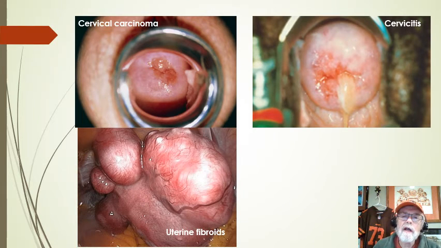The picture on the lower left shows uterine fibroids. The bottom part is the uterus. You can see the uterus at the very bottom, and all those lumps on the top are the fibroids. Again, they could be really, really humongous and large. So those are uterine fibroids.